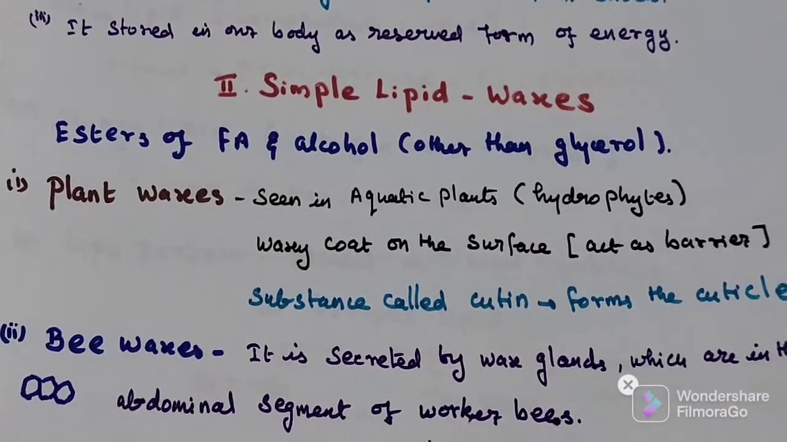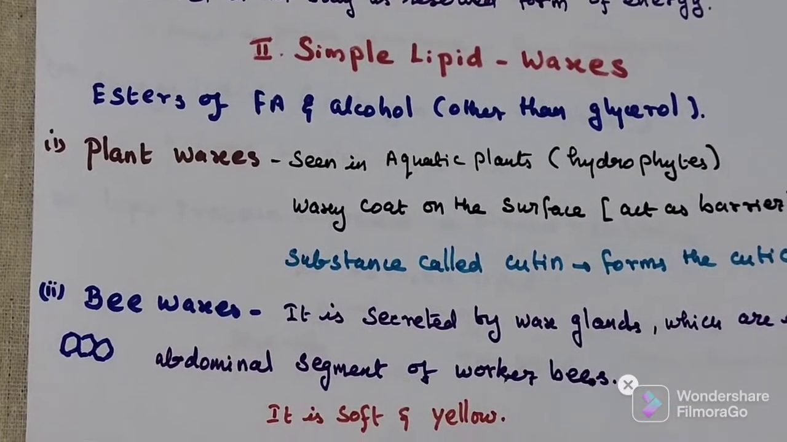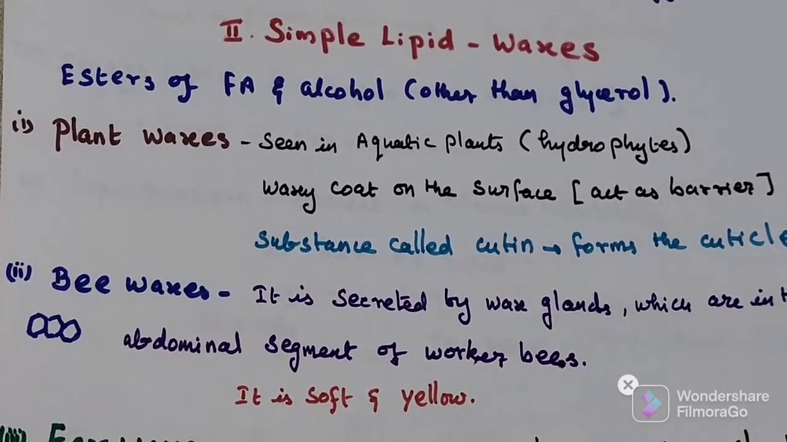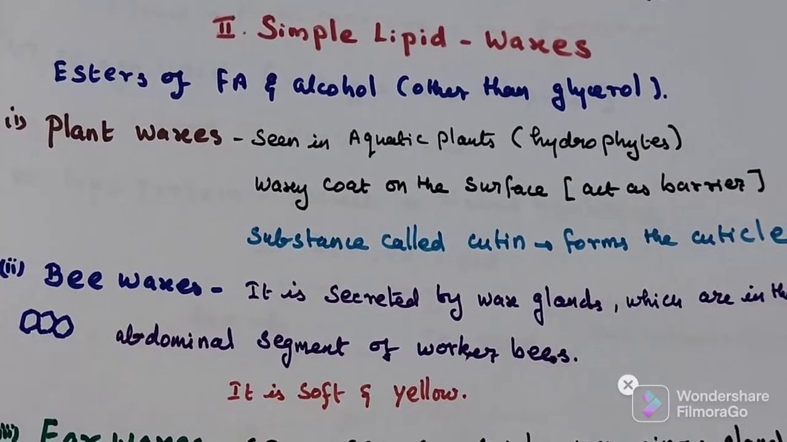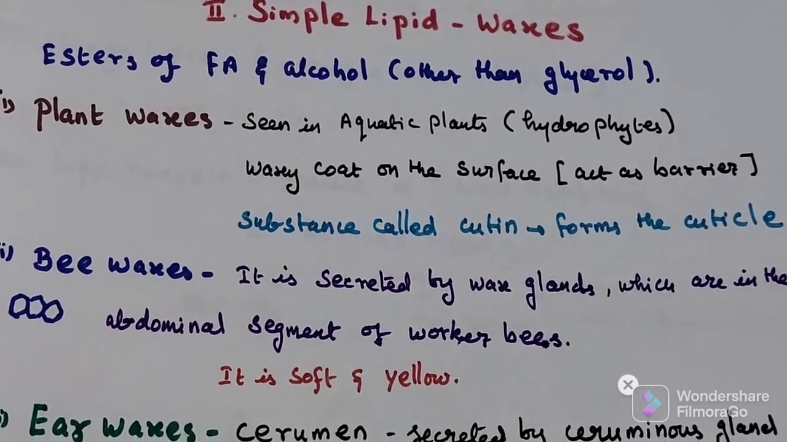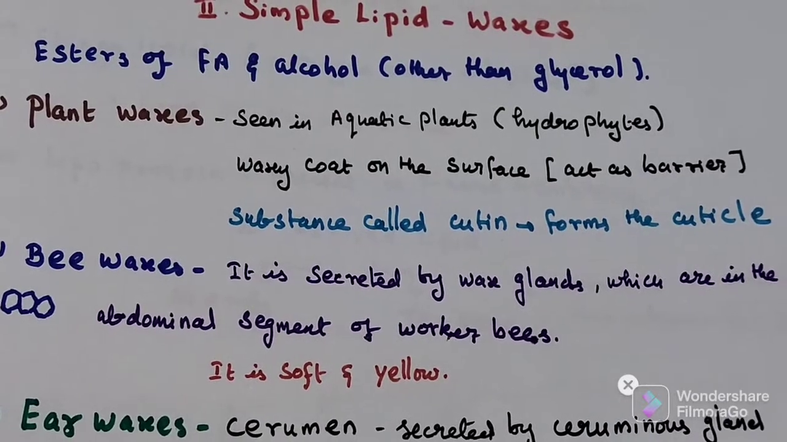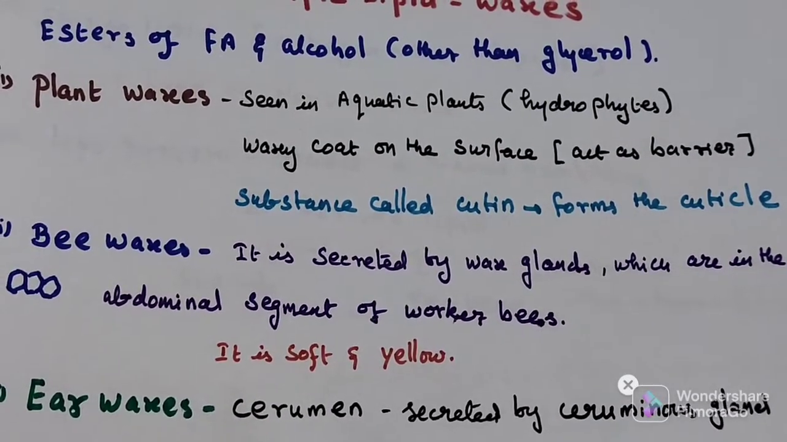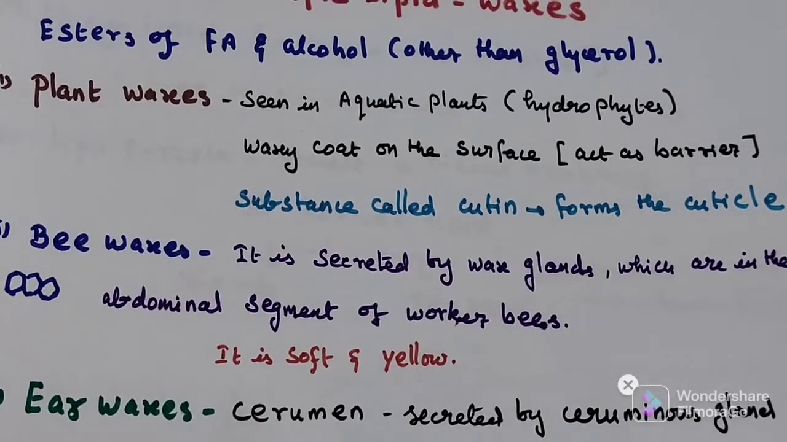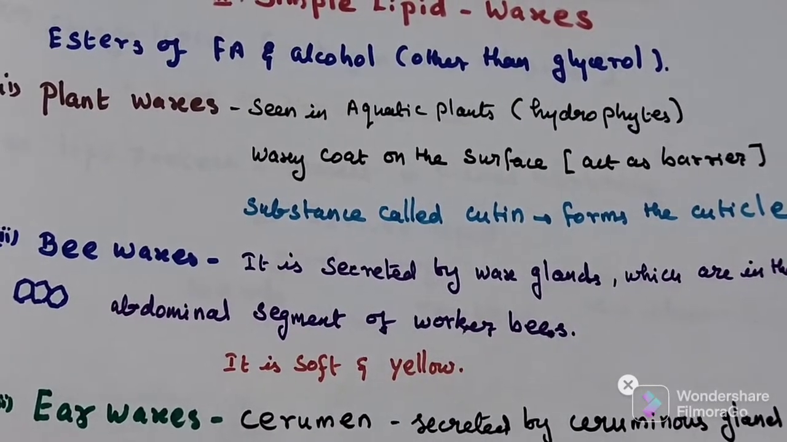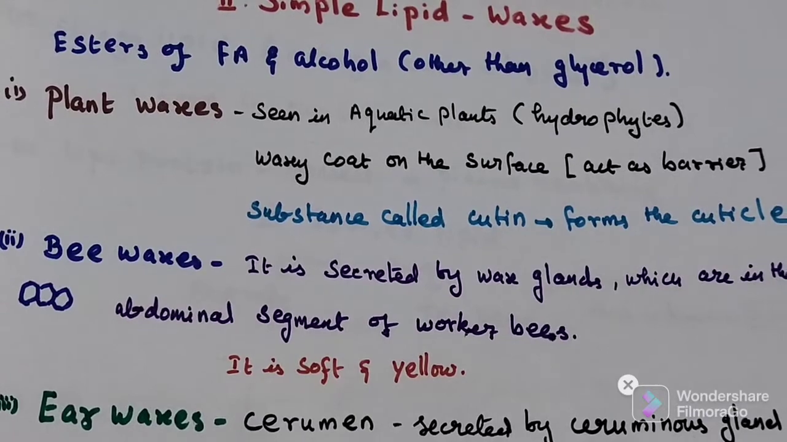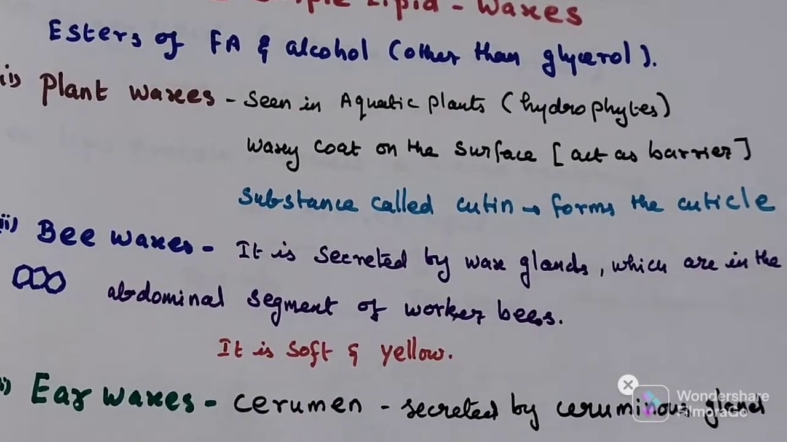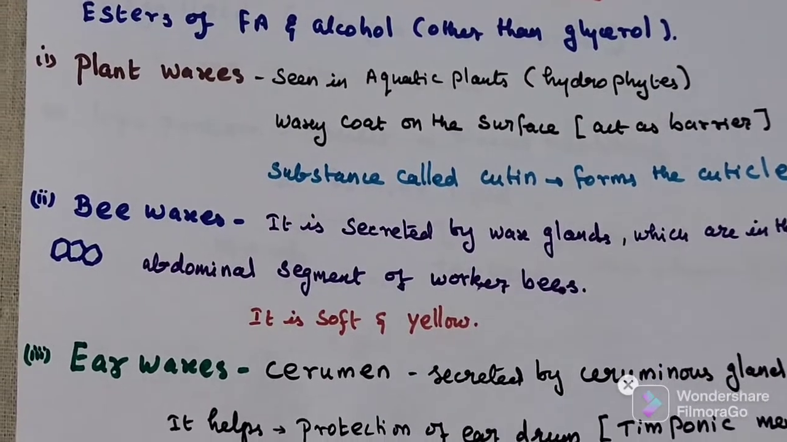Another type of wax is beeswax. It is the wax produced by honeybees to make their hives. The hexagonal compartments, the cells, are made from this beeswax. It is secreted by waxy glands in the last abdominal segment of worker bees. It is soft and yellow.